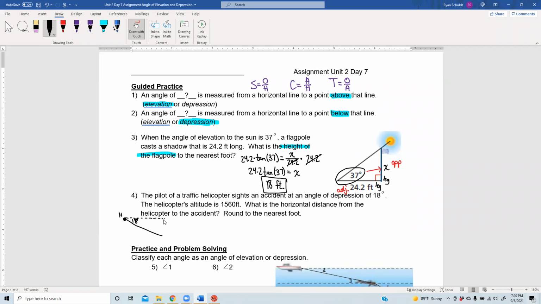The helicopter's altitude is 1,560 feet. So 1,560 feet. Here's our right angle. What's the horizontal distance from the helicopter to the accident? So really, we're wanting this side. Or if I highlight it, that side. That's what we're wanting. Our accident is down here.